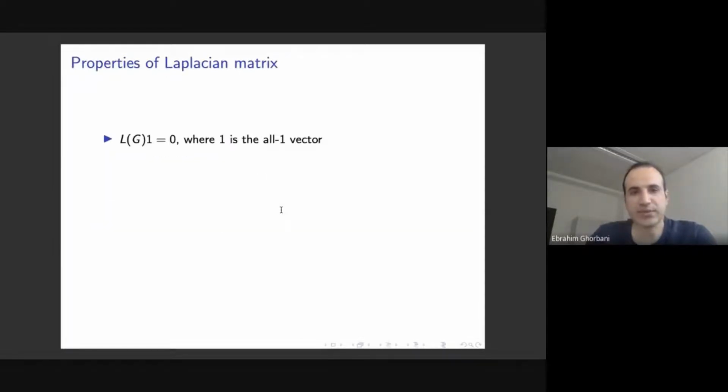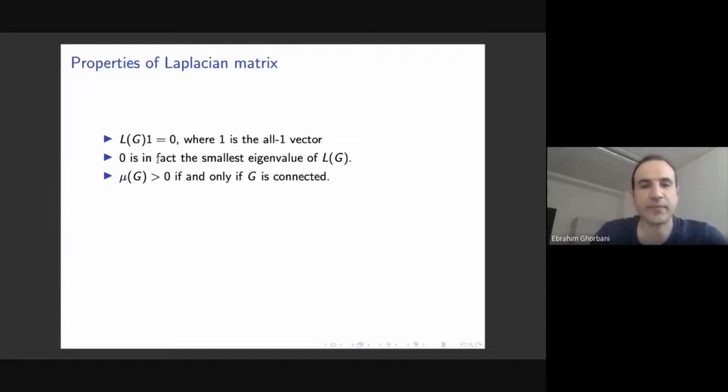There are basic properties of the Laplacian matrix: it is positive semi-definite, and if we multiply it by the all-one vector, we get 0. So 0 is an eigenvalue, and as I said, since the Laplacian is positive semi-definite, it is the smallest eigenvalue. The algebraic connectivity, which is the second smallest eigenvalue of the Laplacian, is positive if and only if G is connected. This is the reason why mu of G is called the algebraic connectivity.